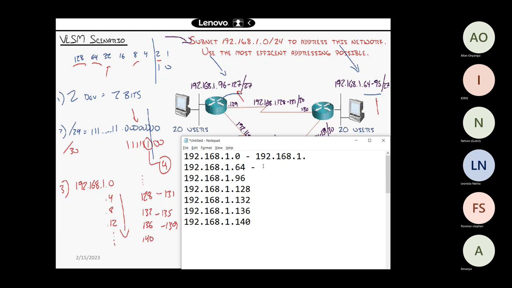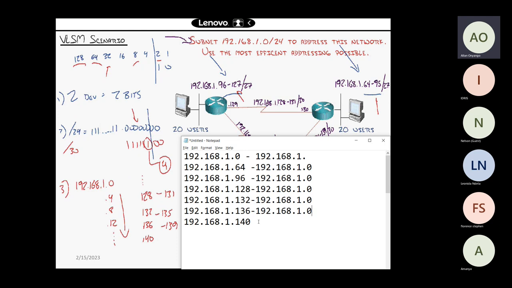So to get our addresses here, to get our network ranges here, let me just make it quick enough so that you can make sense of what I'm doing. All right. So this is 64. Obviously, this will be 63. This one is 96. This is going to be 95. This is going to be 127. This is going to be 131. This is going to be 135. And this is going to be 139. Okay.